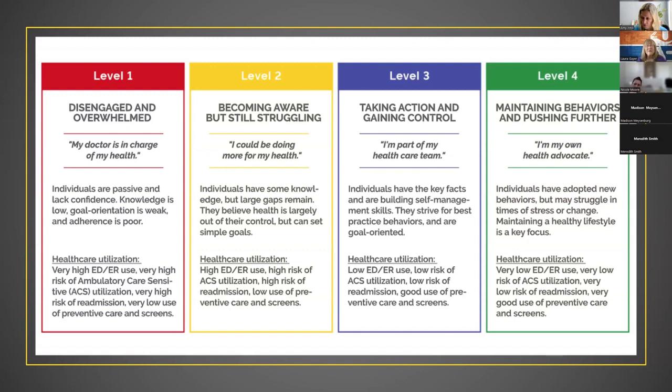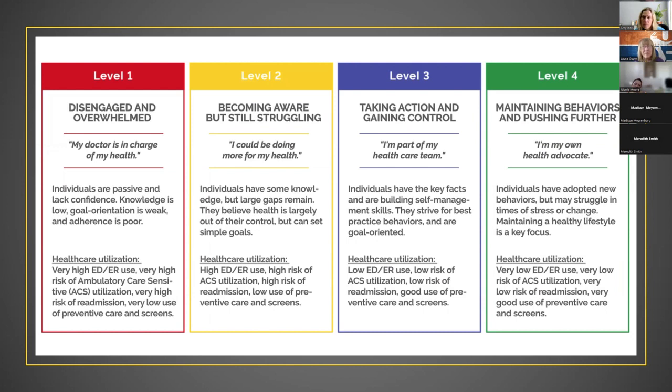At level 2, again, we're struggling, knowing that we could be doing more for our health. Maybe we're intermittently using the ED. We have a high risk for readmission if we're admitted to the hospital. We're not using preventive care or screens regularly. With level 3, we are maybe intermittently part of our healthcare team. We may not have a medical home yet, but we're starting to become involved with preventive care and healthcare screenings.